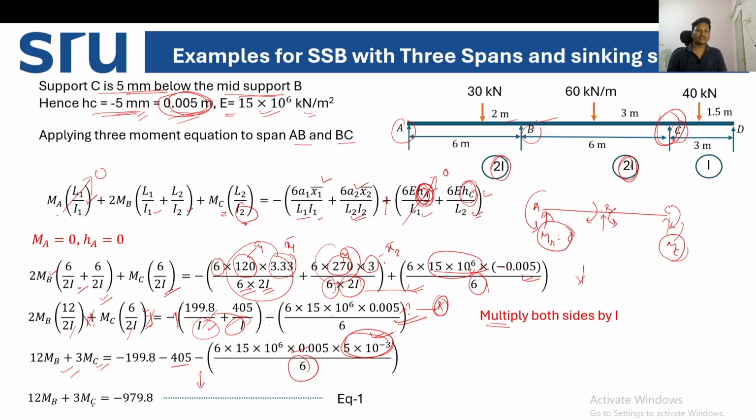So what is the final equation? The final equation is 12MB plus 3MC is equal to minus 979.8. That is your equation 1.